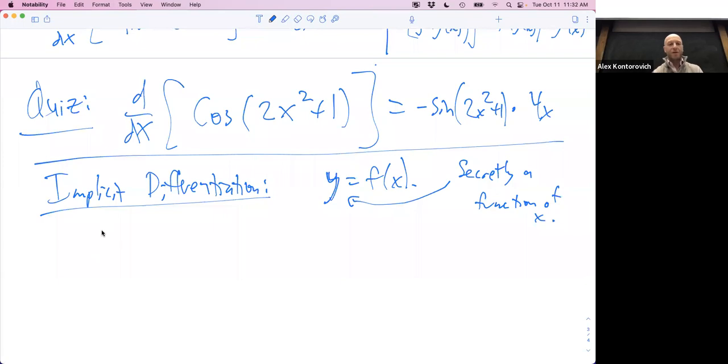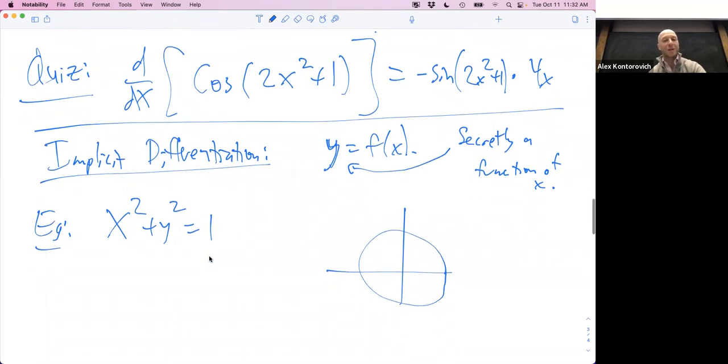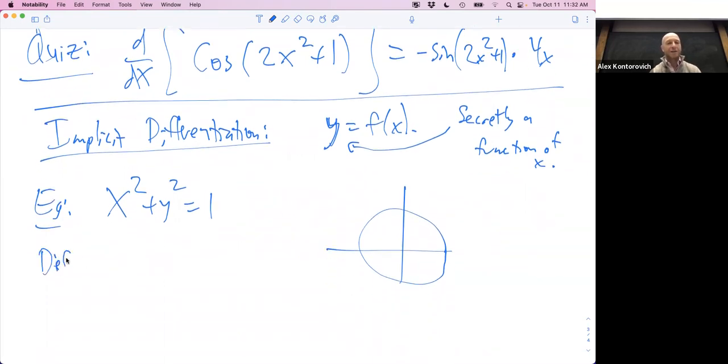So let's do an implicit derivative. Let's look at the graph of x squared plus y squared equals 1. So here's our example. What is this? Unit circle, exactly. Implicitly, y is a function of x. In fact, it's not really a function of x because this doesn't pass the vertical line test, but y changes as x changes. And we would like to know, so this is just an equality, how do both sides change as x changes? So let's differentiate both sides.